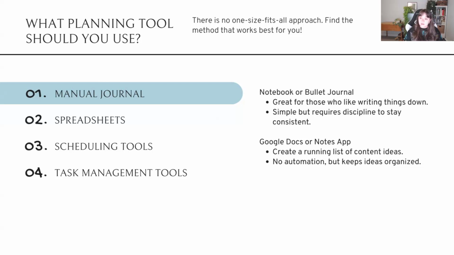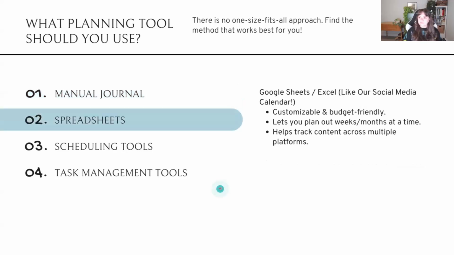Number one is manual journal. So this is your notebooks, bullet journals. This is like a Google Docs notes app. This is really good for you to just kind of brain dump, get it out there. If you're not sure what works for you yet, this is a really good place to get started and figure out exactly what you might need out of a content calendar. Spreadsheets are a really good one. And actually a Google spreadsheet is what I'm going to demo after this. This is a really great way to customize exactly what you need from a content calendar. It's super budget friendly. And you can track across all platforms.